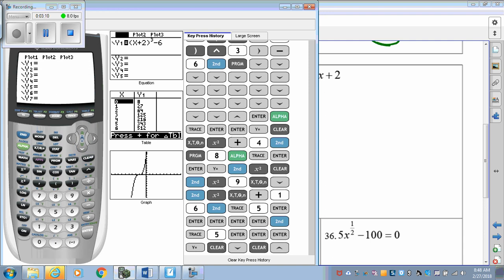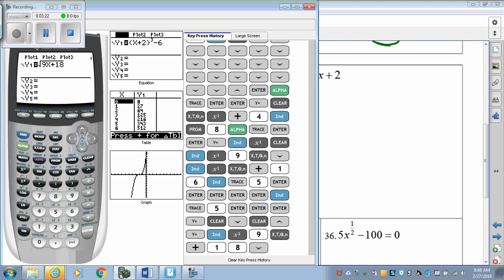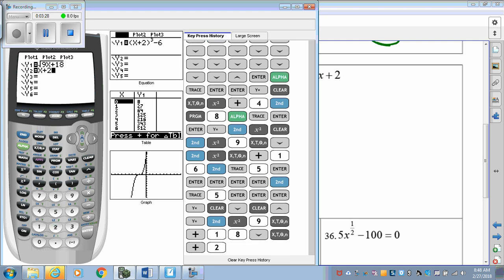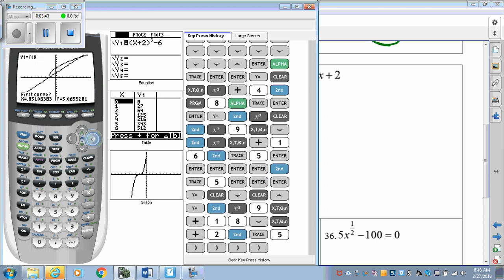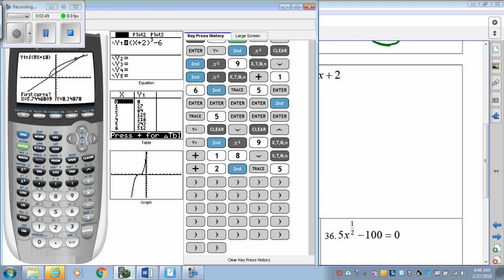So y1 is going to be the square root. Oops, I hit the wrong thing. Square root of 9x plus 18. All right. And then I go down and do x plus 2 for the other side. X plus 2. All right, so I'm going to do second trace, intersection. All right, so there's my radical, my square root. And then how about if I move over close to where the intersection is, that helps. All right, so then I'll hit enter, enter, enter.